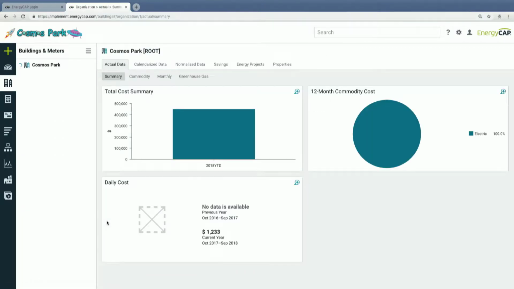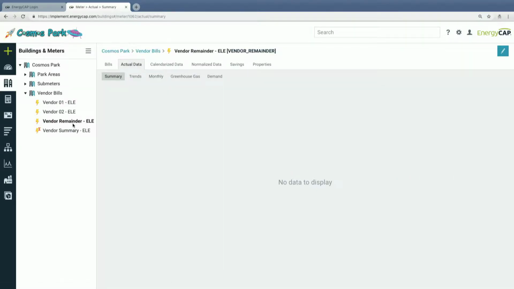Again, bill calculation means I'm heading over to a meter to configure it. And I have this meter, again, nothing special about it, called vendor remainder. And the intent of this meter is to hold this difference. I want to compare what did my vendor measure and charge versus what did I measure and bill back so far.